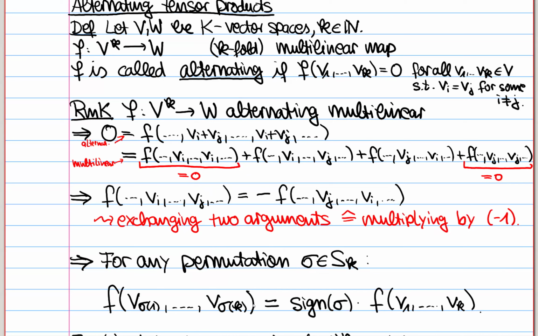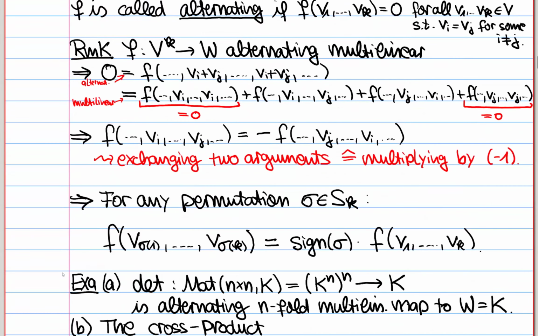Now, the number of transpositions that we need to write sigma is not unique, but its parity, so its remainder modulo 2, is unique. And this number -1 to this parity is called the sign of the permutation. Maybe you have seen this before. And so overall, we get this plus or minus 1 term here, depending on the sign of sigma, times f on the unpermuted vectors. So that's a more general statement than this here. So we know what f does if you do an arbitrary permutation of its entries.